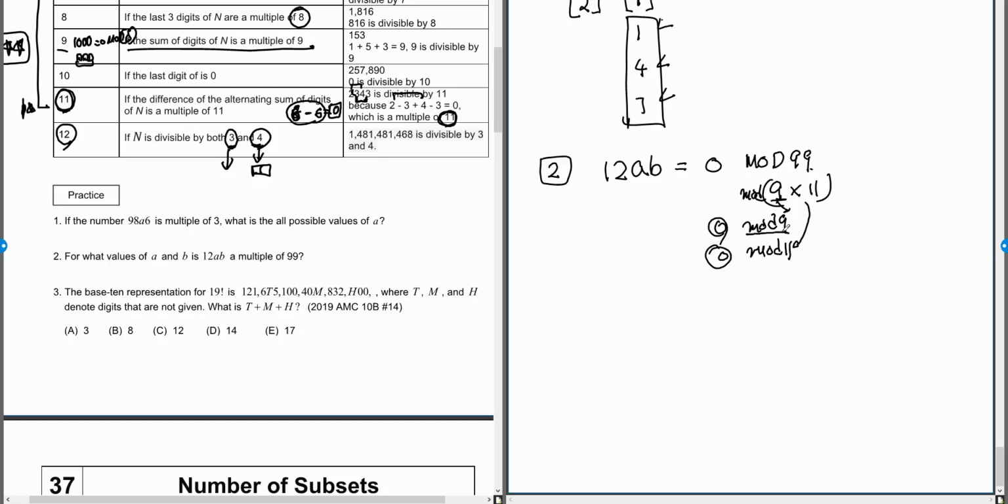0 mod 9 means the sum of all digits should be a multiple of 9. So 1 plus 2 is 3, plus A plus B should be a multiple of 9, 0 mod 9. Okay, that's the first condition. The second one is that it's divisible by 11 too.